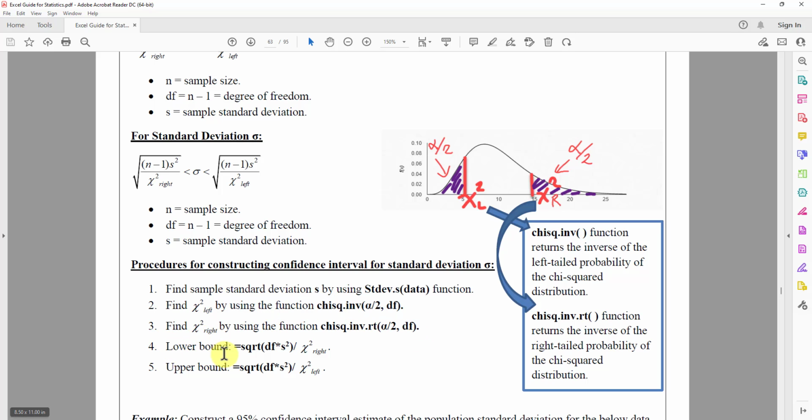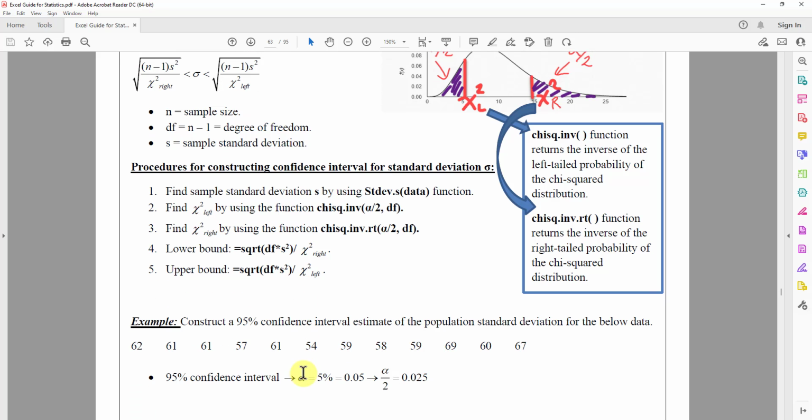And then to find the lower bound, we just simply take the square root, right? The square root, SQRT, of the degree of freedom, n minus 1, multiplied by s squared, which is the sample standard deviation squared, and then divided by the chi-square from the right. And then for the upper bound, we do the same thing, but then we divide by the chi-square of the left tail.